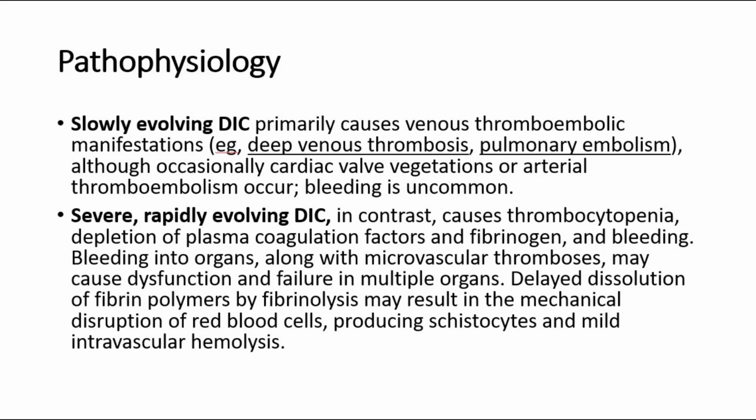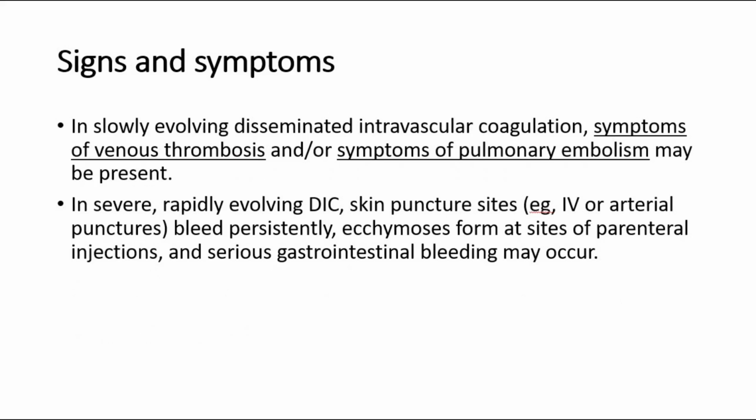Delayed dissolution of fibrin polymers by fibrinolysis may result in the mechanical disruption of red blood cells, producing schistocytes and mild intravascular hemolysis. Signs and symptoms include symptoms of venous thrombosis and symptoms of pulmonary embolism. In severe cases, there may be persistent bleeding or formation of ecchymoses. Investigations include platelet count, prothrombin time, partial thromboplastin time APTT, plasma fibrinogen, and plasma D-dimer.